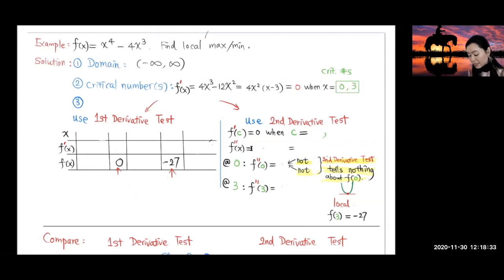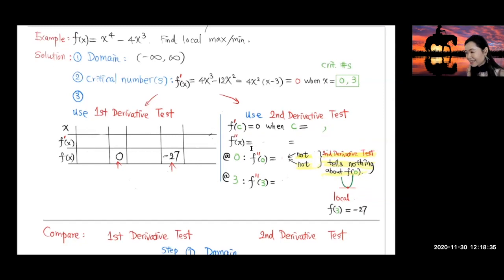Okay. Now I'm going to use the first derivative test and also the second derivative test. Let's do the first derivative test first. Here we use a table. We put the critical numbers here, and then divide the whole domain into disjoint intervals. And then we test the sign of the first derivative.